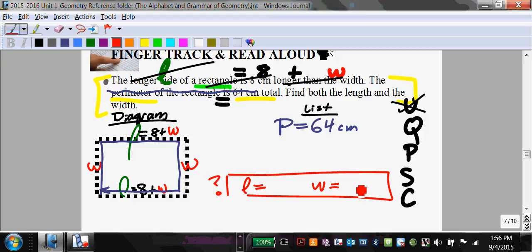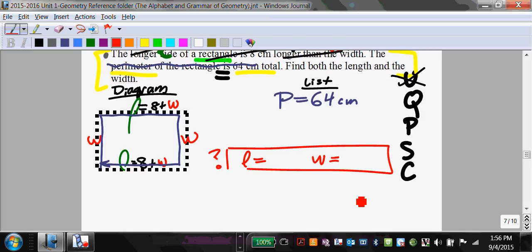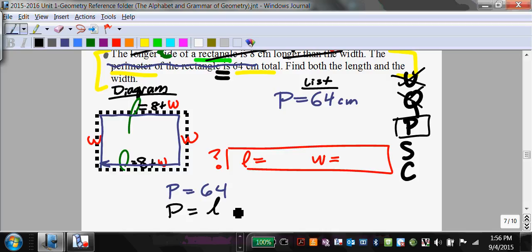Okay? All right. Now, here's the fun part. You're like, I still don't know what I can do to get these guys. So you ask yourself, what can I write? Ready? I can write down my perimeter, can I? Yeah, that's easy enough, isn't it? Okay, and I know my perimeter is a length plus width plus length plus width. That doesn't really take too much thinking, does it?